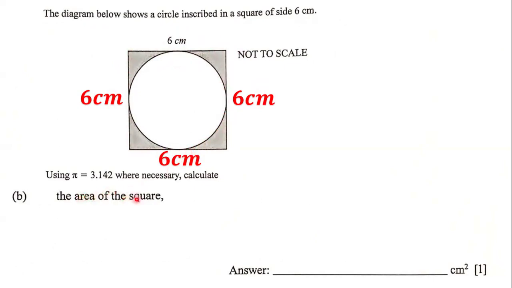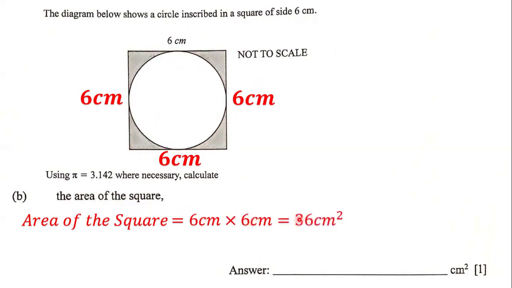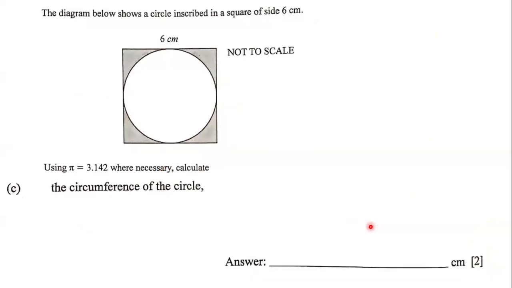And so that means that the area of the square is going to be length times width. The length is 6 centimeters and the width is 6 centimeters. And so that means that the area of the square is 36 centimeters squared. And so that's going to be the answer for the area of the square.